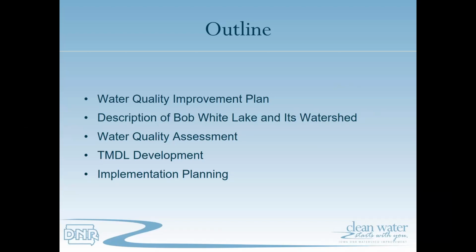We'll begin by talking about the Water Quality Improvement Plan, what that is, and how we go about making it. Then we'll go into the description of Bob White Lake and its watershed and give you some of the details and characteristics of that. Next, we'll be talking about the Water Quality Assessment, what may be improved with the lake, what our expectations are, and where we can go from there. Then we will talk about the TMDL development, so that how do we get to that tipping point to improve the water quality expectations. And from there, we'll do a brief implementation planning section where we talk about what we can do to improve and get to the expectations of water quality.